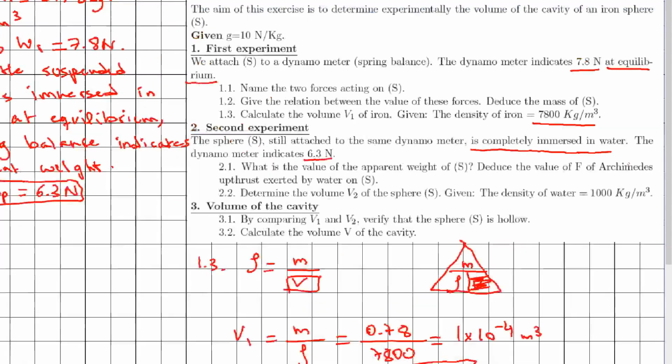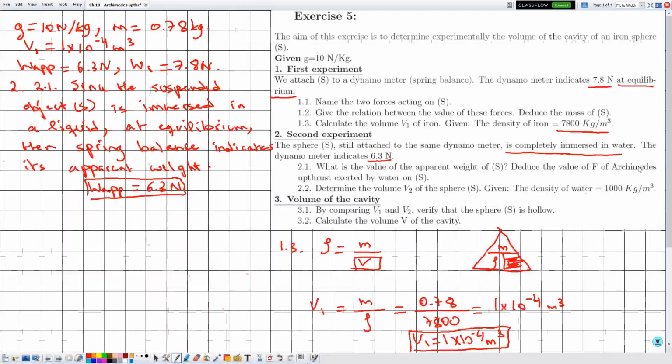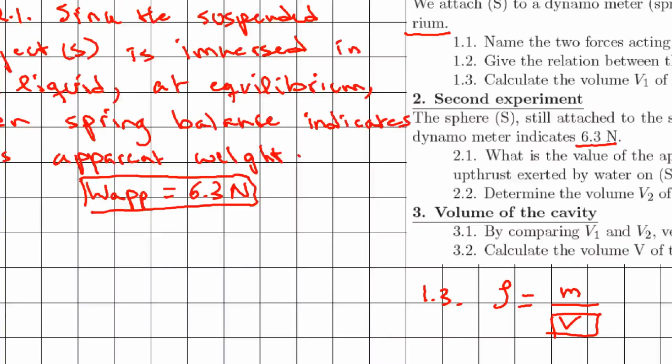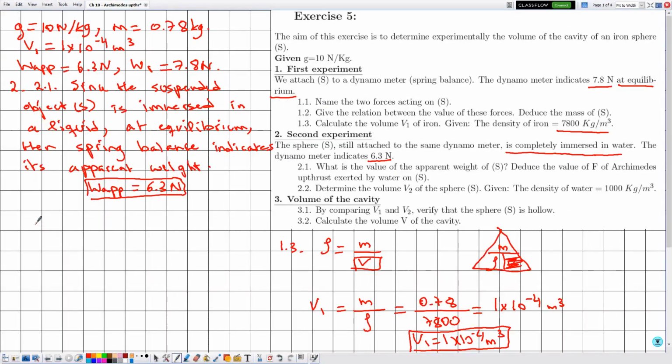And in the same part they are telling me deduce the value of F of Archimedes upthrust exerted by water on S, and by deduce it means that we need to use the part just previously before. Then we have the value of the apparent weight and we have the value of the real weight. We can determine the value of F using its definition, real weight minus apparent weight. The value of the real weight is given by 7.8, the value of the apparent weight is given by 6.3.